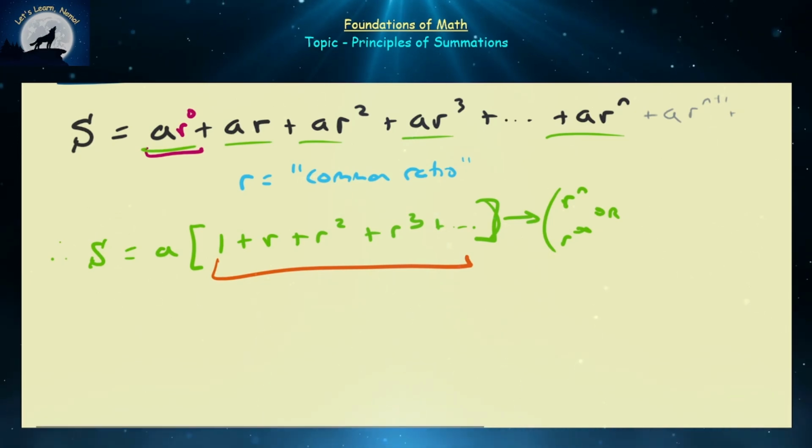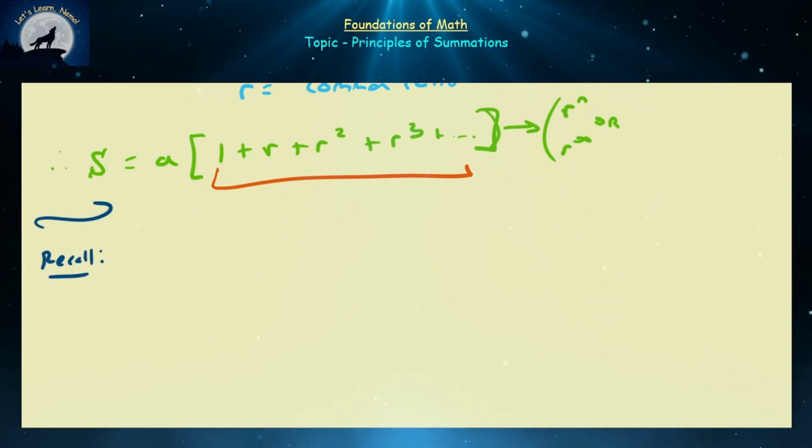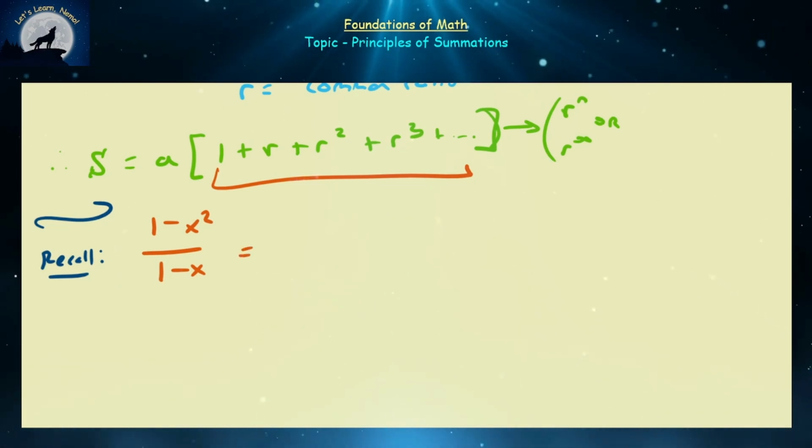Before I get into the statement of this very nice formula, I just want to recall something very basic from back in the day when we learned about factoring. The first thing that you should remember is if we have (1 minus x squared) divided by (1 minus x), that numerator 1 minus x squared is just a difference of perfect squares.